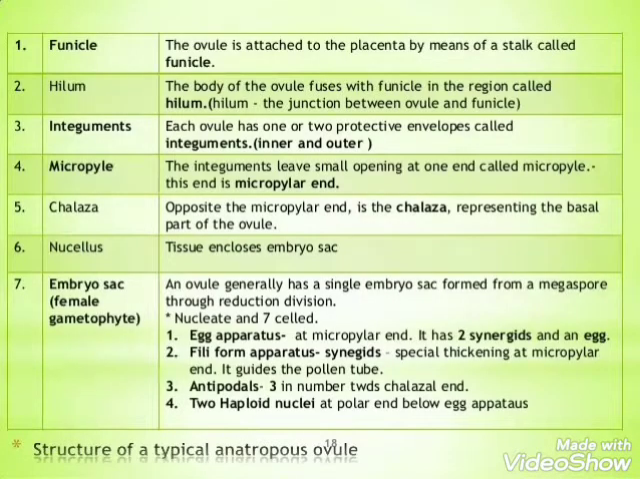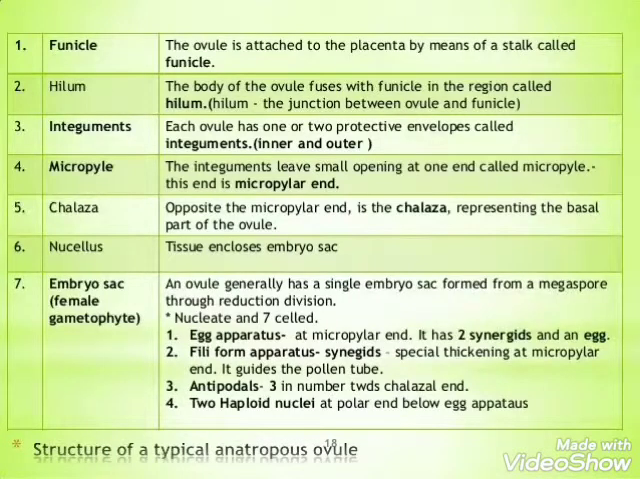The structure of a typical anatropous ovule is as follows. It is attached to the placenta by means of a stalk, which is known as the funicle. The junction between the ovule and the funicle is known as the hilum. Sometimes the funicle extends beyond the hilum to form a ridge called the raphe. The ovule is surrounded by one or two protective multicellular integuments.